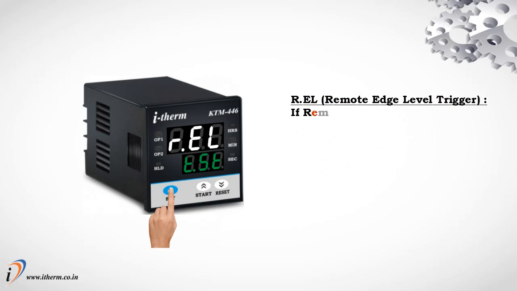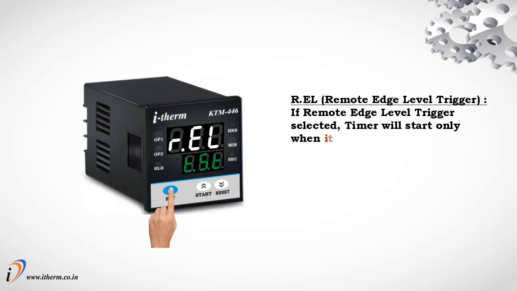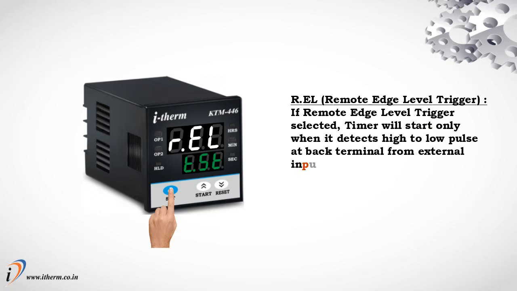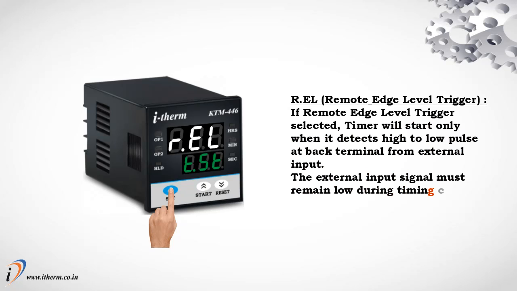Remote edge level trigger. If remote edge level trigger is selected, the timer will start only when it detects a high to low pulse at the back terminal from external input. The external input signal must remain low during the timing cycle, otherwise the timer will reset.